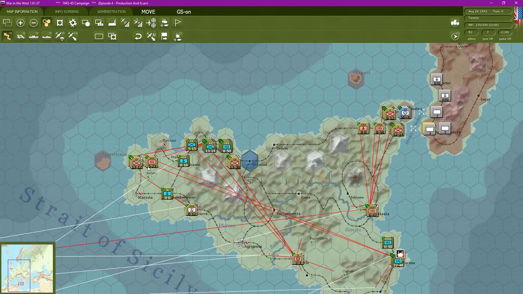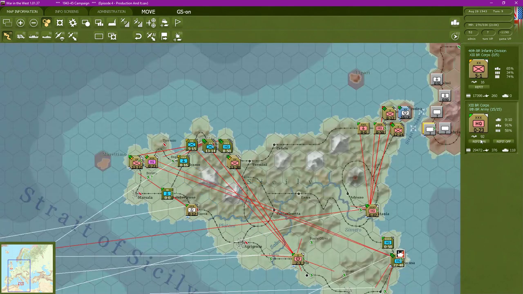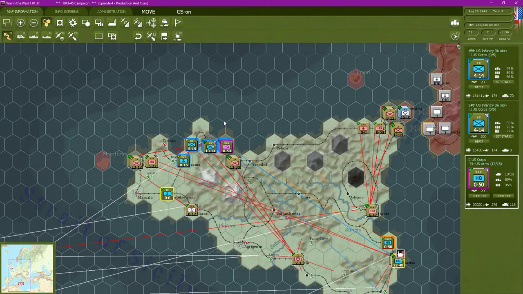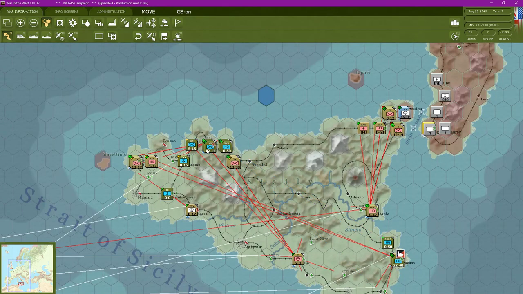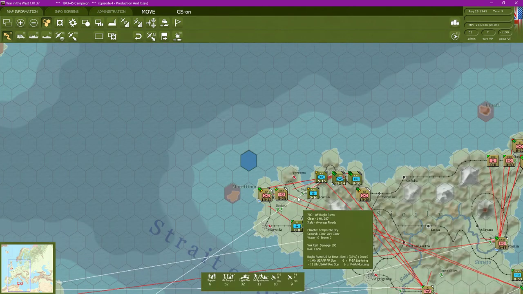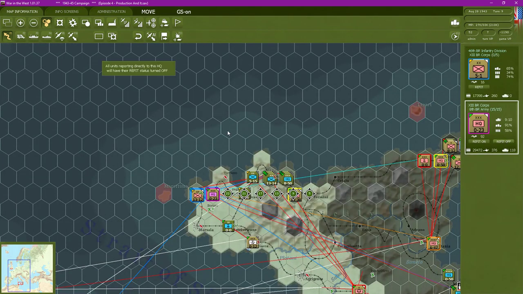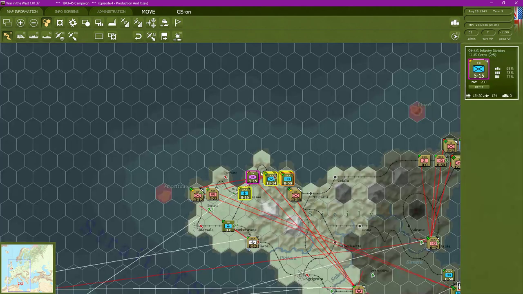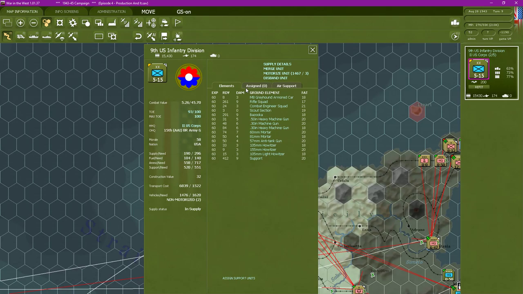So these forces over here are obviously going to be able to refit quite a lot easier. They're going to spend each phase trying to just gain all the replacements. So, what I probably want to do is focus it. So we'll turn off refit for the British forces and have it focus on the American forces for the time being, get them up to table of equipment standards. Right, okay, yep.